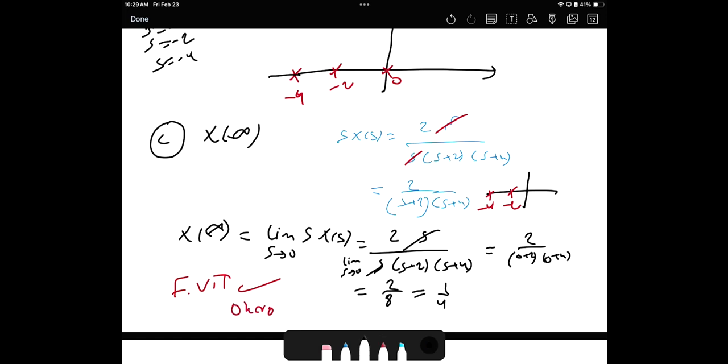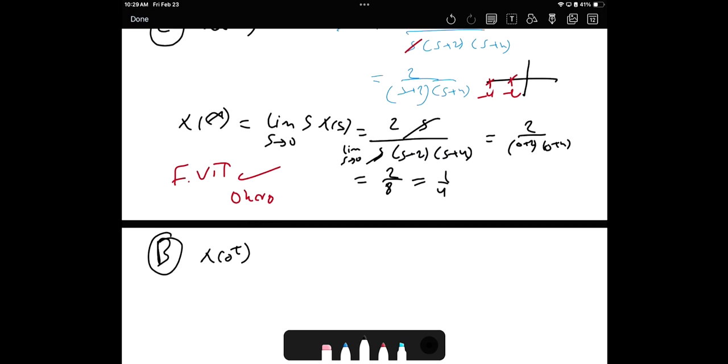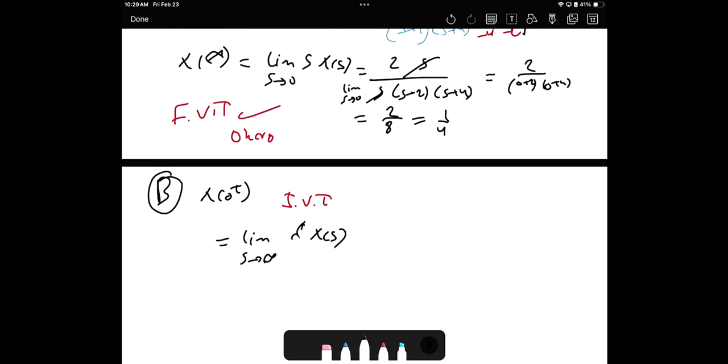How about the initial value theorem, which is part B, to calculate x of 0 positive. x of 0 positive using the initial value theorem equals the limit as s goes to infinity of s X of s, which is going to be 2 over s, s plus 2 for the group.